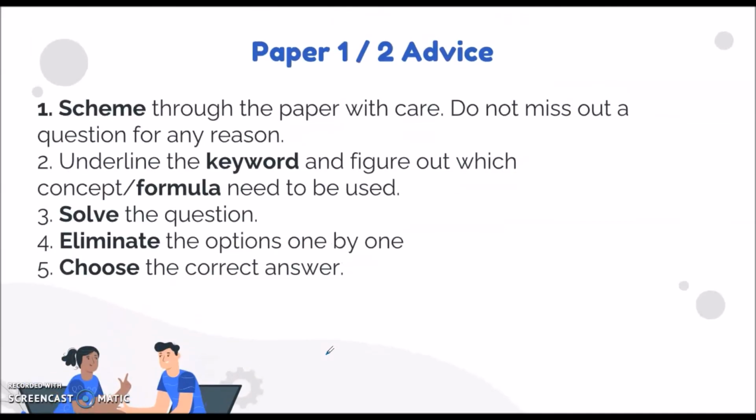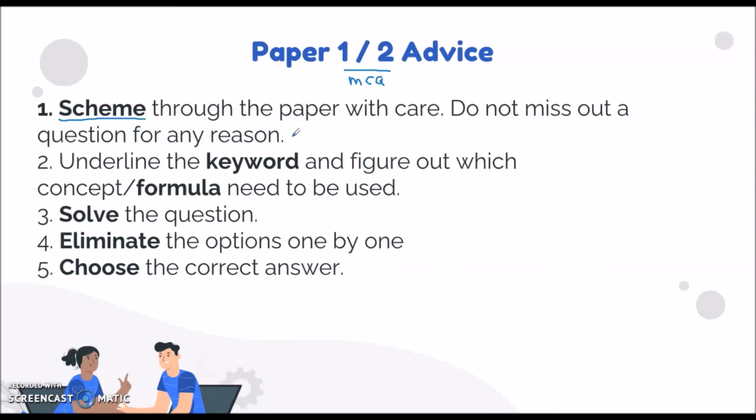Now we go paper by paper. Paper 1 or 2 advice. It is the same because it is a multiple choice paper. When you answer multiple choice questions, number 1, you must skim through the paper. Skim means you just have a glance through the questions. Do not miss out a question for any reason.